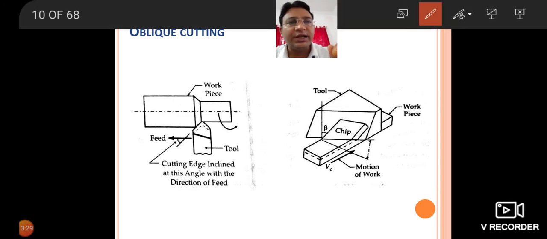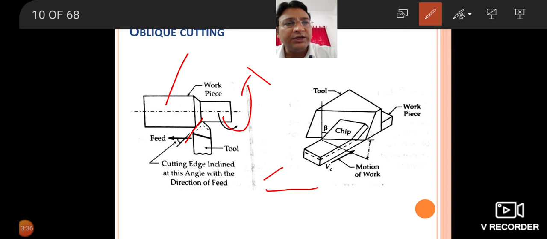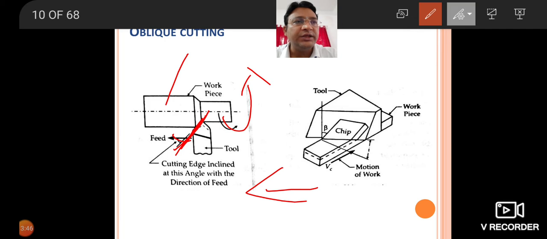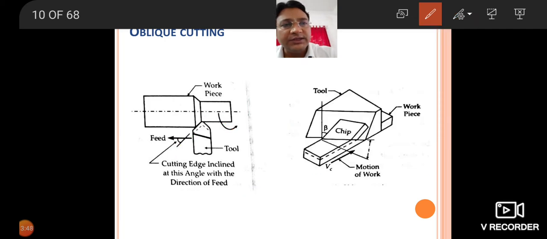So here you can understand this is the cutting edge. This is again your workpiece. This is the workpiece, it is being rotated. The tool is fed in this direction, perpendicular, but this cutting edge is not exactly perpendicular. It is at certain angles. The cutting edge is inclined at certain angles with the direction of feed. So here you can see this cutting edge, it is inclined to this particular direction of feed.